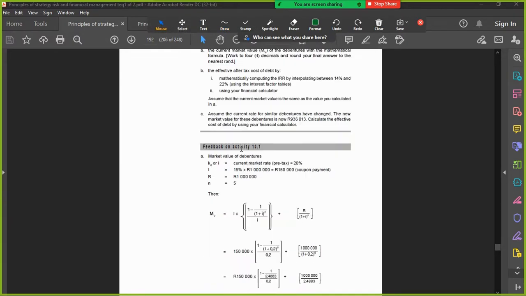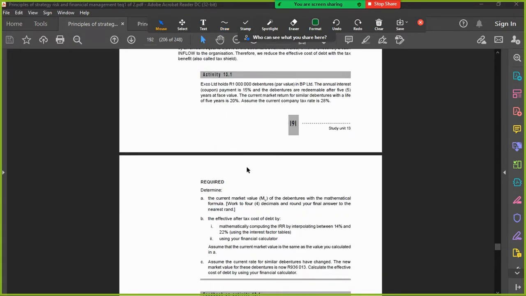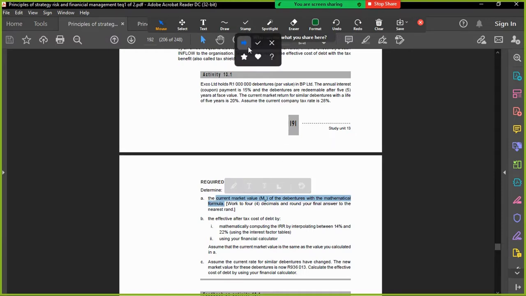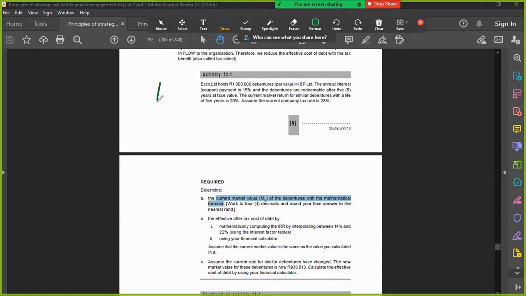All right, let's see. Here's some examples. Here's one. If you look at the required, determine the current market value of the debentures using a formula. You can look at the textbook because they'll probably give you an answer with the formula. Let's do it on the calculator. On the calculator, you need to identify values. If you're determining the current market value, it means you're looking for the PV, the price. Does that make sense? Yes.